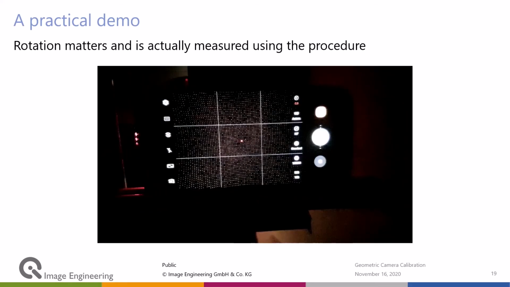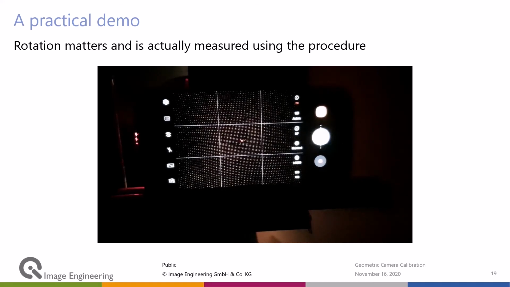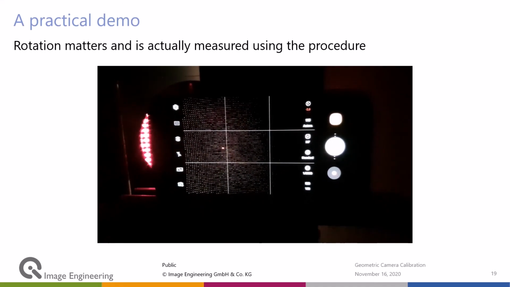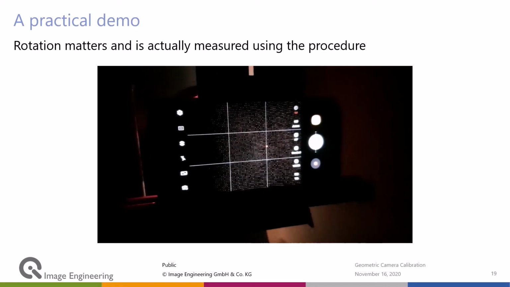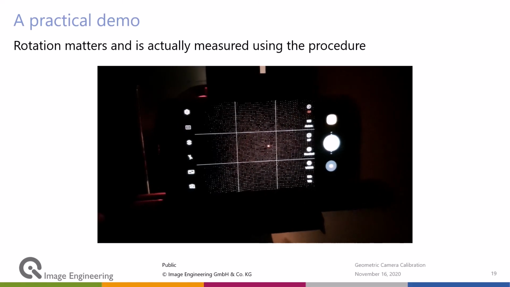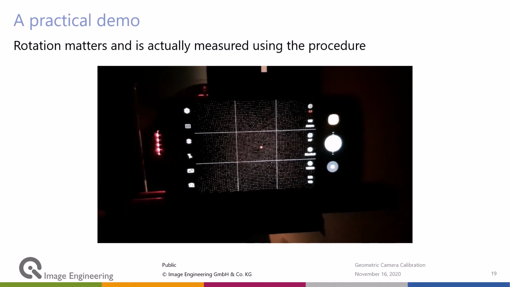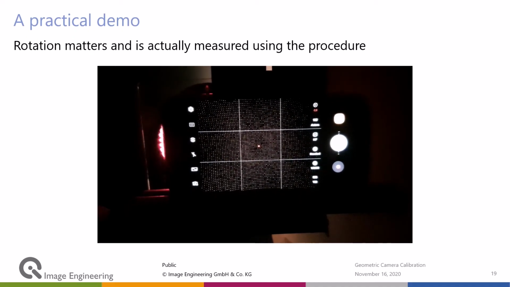So here's the comparison with the rotation. There we go. So this is the rotation, and that's actually what we want to measure. We want to measure how the camera is rotated towards the incident beam, the incident wave. And if you want to adjust stereo camera pairs to each other, that's the important angle that you want to determine.